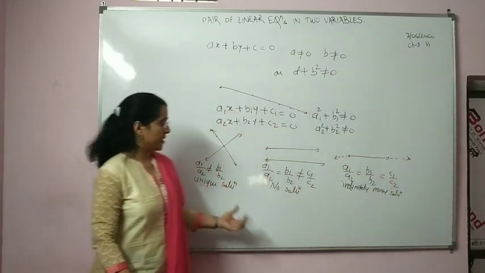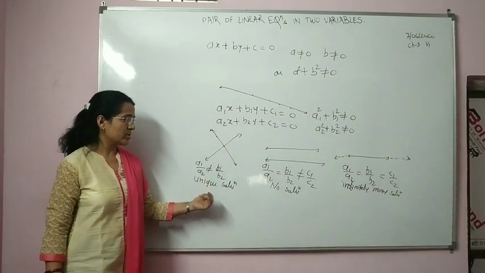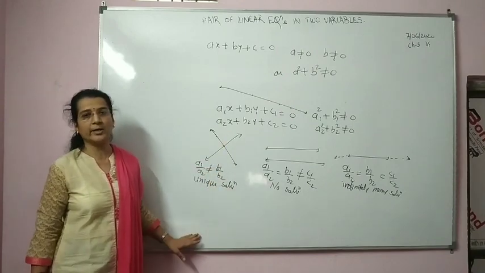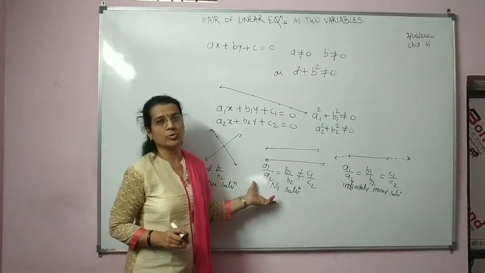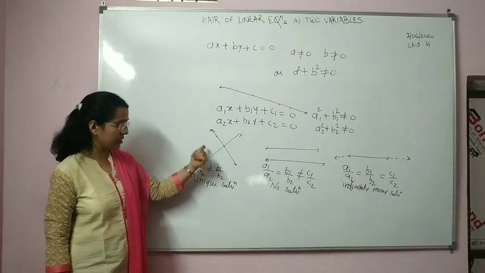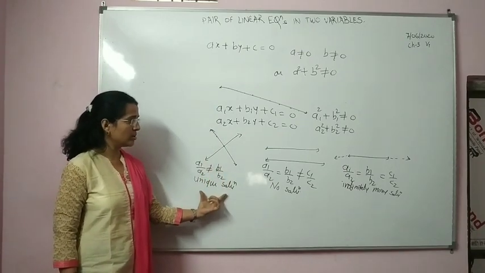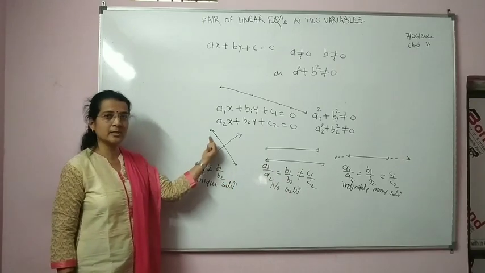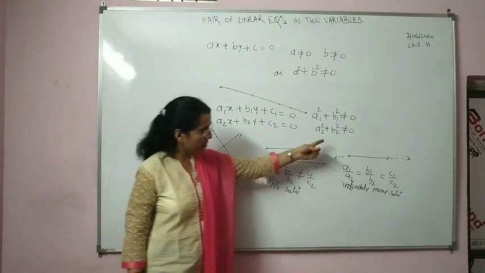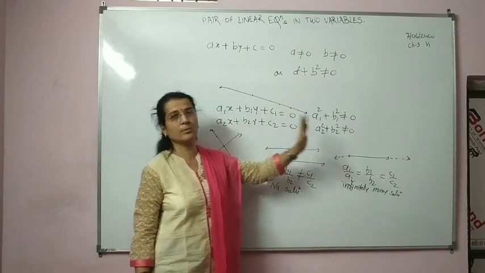This is the algebraic condition for what? Unique solution, no solution and infinitely many solutions. The system is consistent if it has a solution. So where there is a solution, we get either a unique solution or infinitely many solutions. If there is only one solution, the system is consistent, and for infinitely many solutions the system is also consistent.